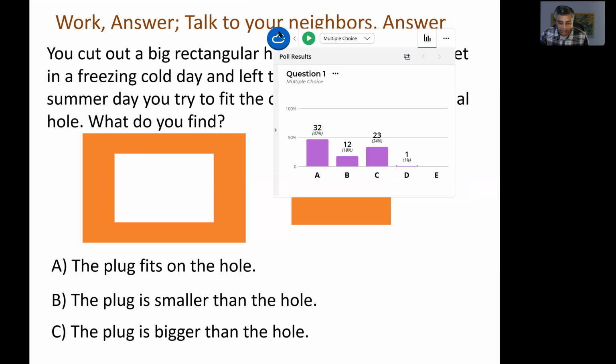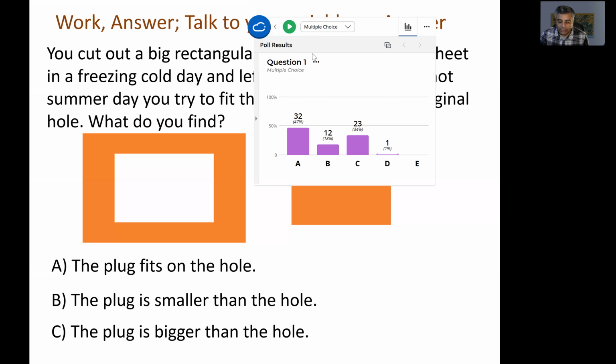So A, C. Let's suppose I am thinking A is the correct answer, just like many of you are thinking right now. Am I right or wrong, and why?